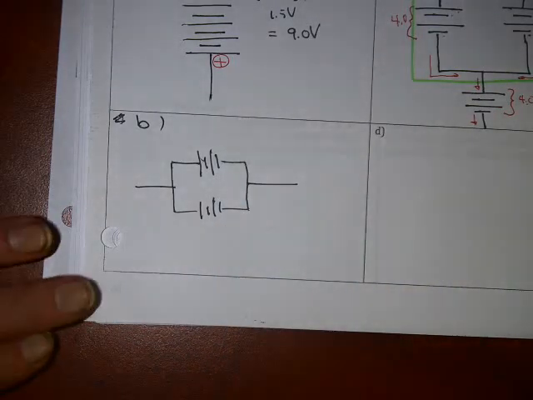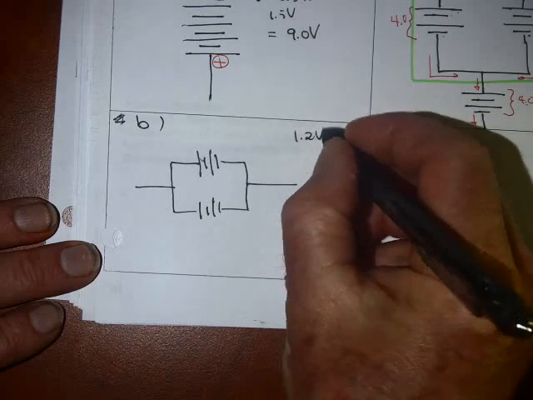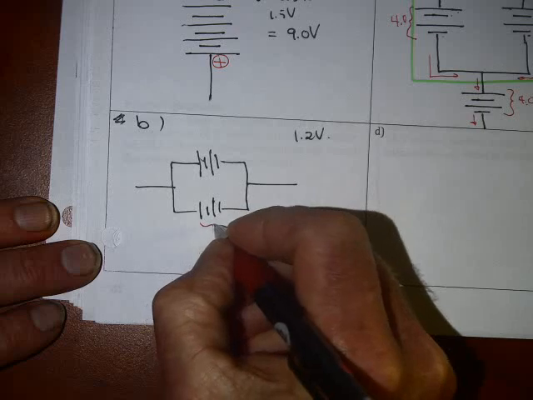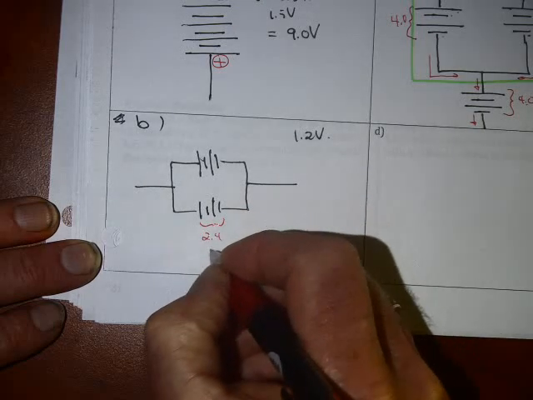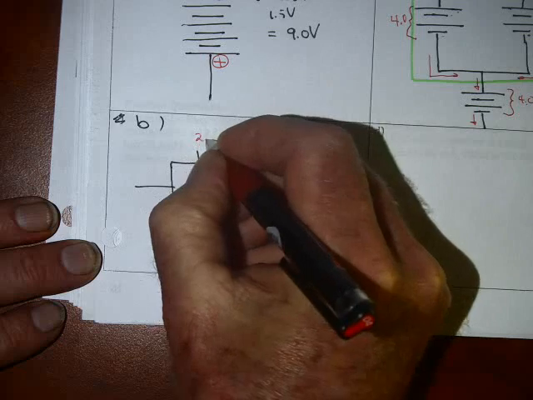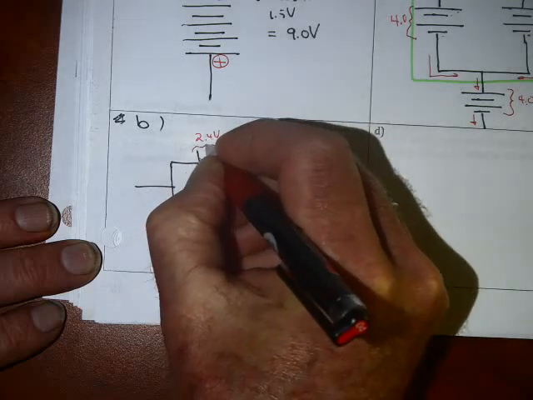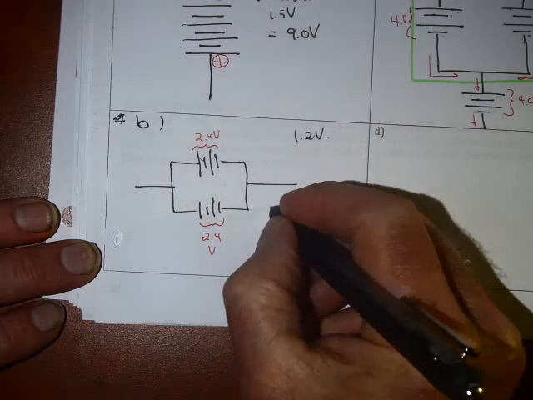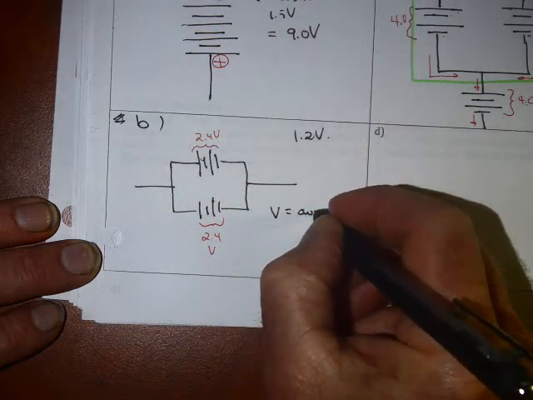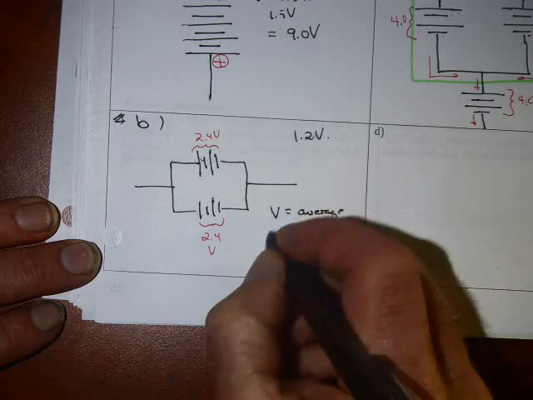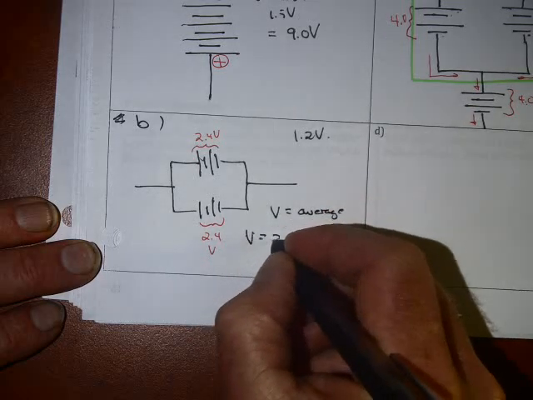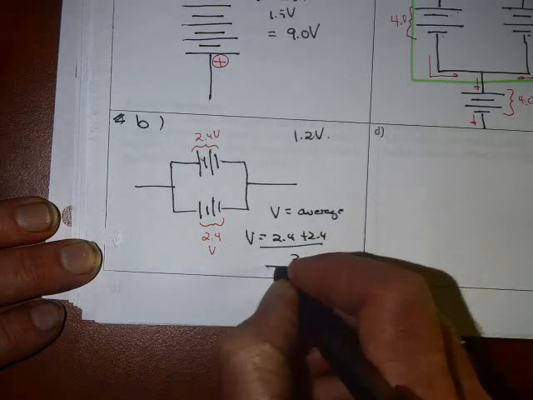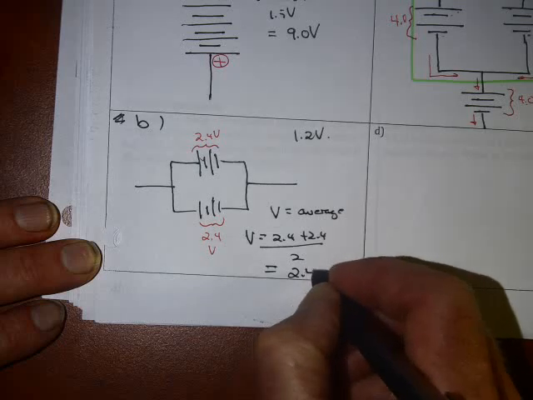Okay, each one of these is 1.2 volts. So this part here is worth 2.4. This part here is worth 2.4 volts. So the voltage of this is going to be the average. So voltage is equal to 2.4 plus 2.4 divided by 2, 2.4 volts.